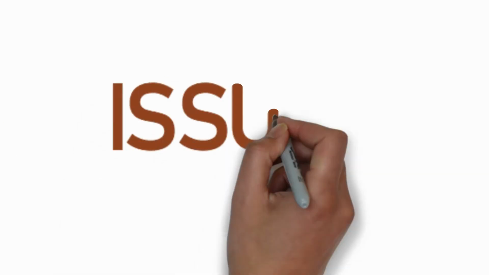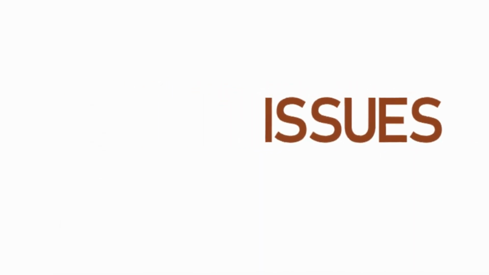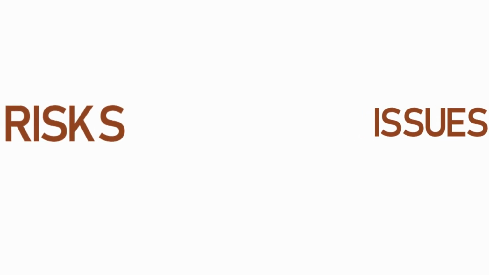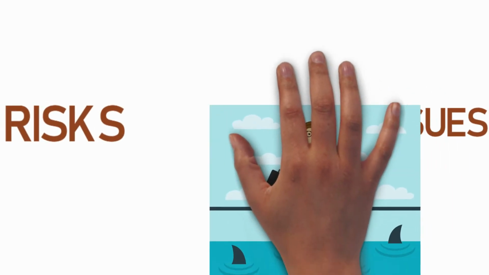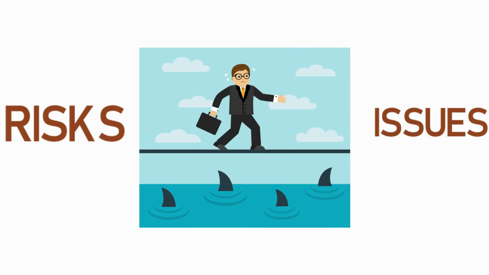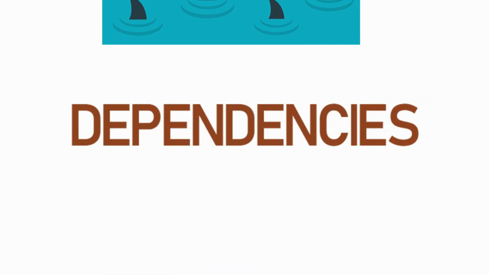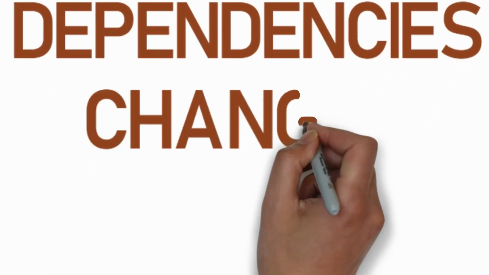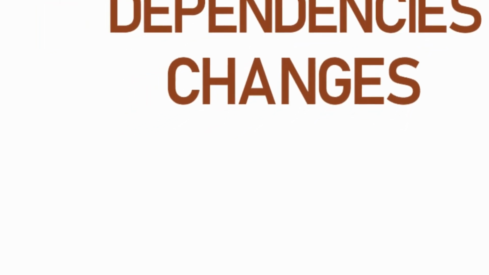This can be an extract from your RAID log. However, you should demonstrate which deliverables and milestones these risks and issues are linked to or are impacting. In some cases, you could also show your dependencies and your changes which are also coming through. This will vary depending on organization and depending on the size of the project that you're dealing with.